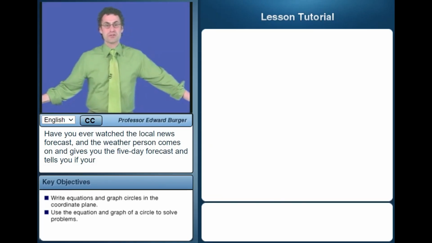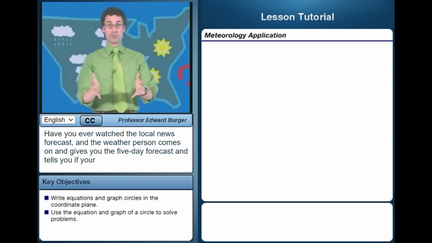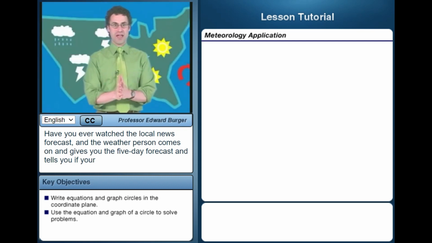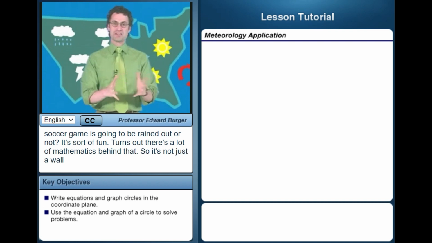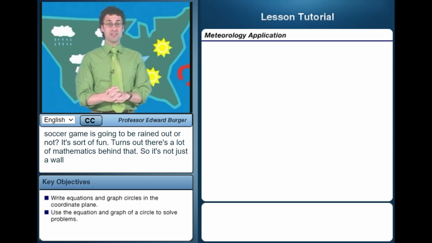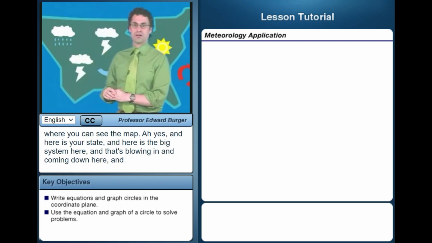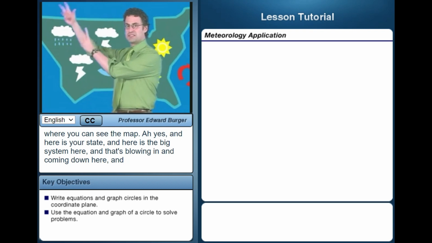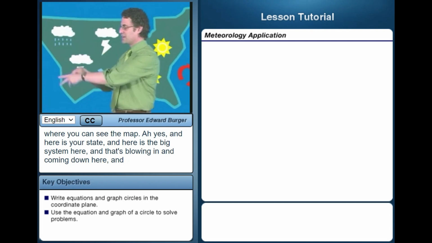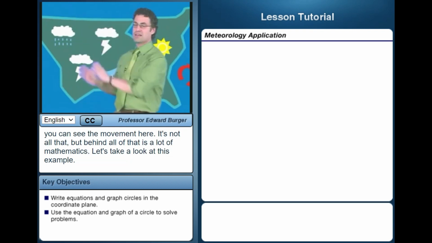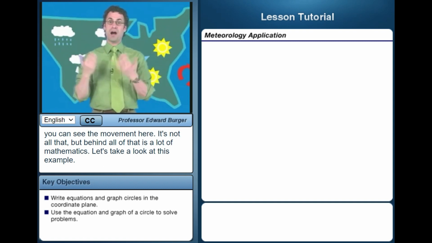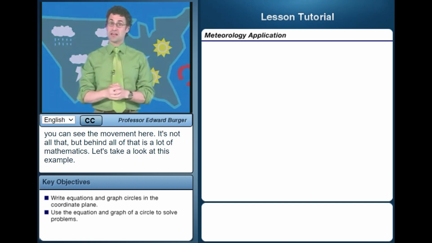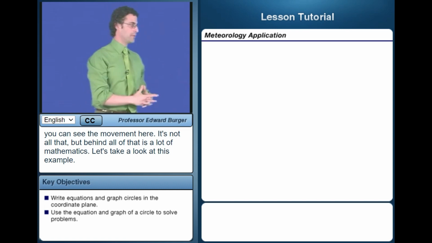Now, have you ever watched the local news forecast and the weather person comes on and gives you the 5-day forecast and tells you if your soccer game is going to be rained out or not? Sort of fun. Turns out there's a lot of mathematics behind that. It's not just a wall where you can see the map: here is your state, here's the big system blowing in and coming down here, and you can see the movement. But in fact, behind all of that is a lot of mathematics. Let's take a look at this example.